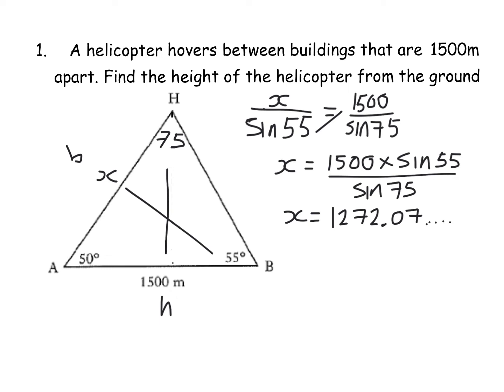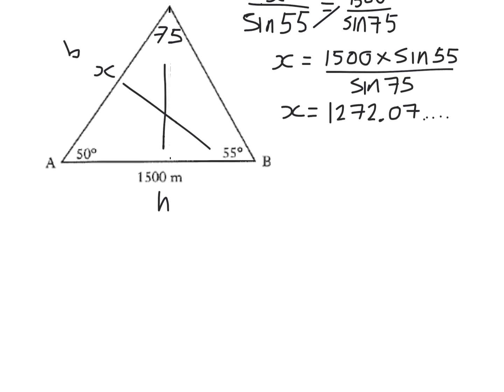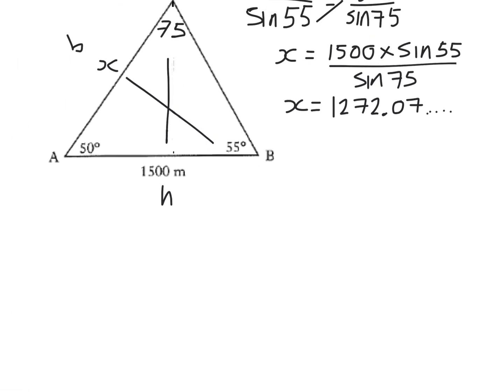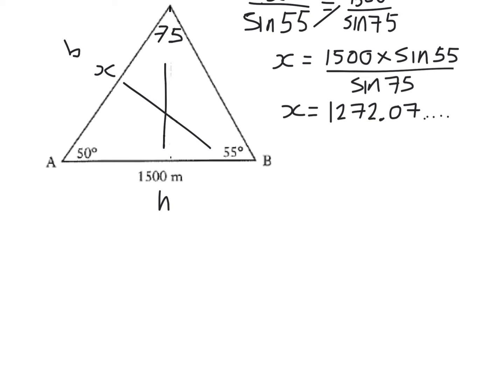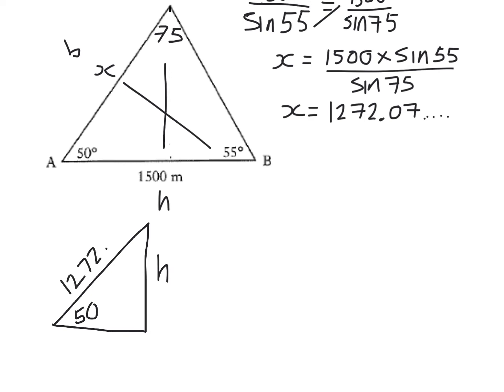Right, what I'm going to do next is redraw that right angled triangle as if I was to split this down the middle. So I redraw this, and I'm working on the left-hand side, so I'm going to draw the left-hand side triangle. This is 50. This is my h that I'm going to find, my height. We've just worked out that this is 1272.07. And we also know that this angle up here would be 40, using angles in a triangle adding to 180. Don't really think I need that one though.